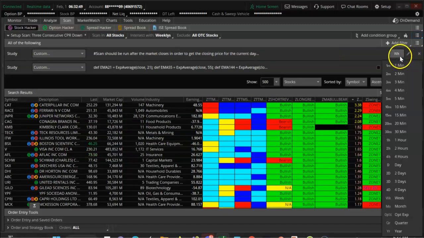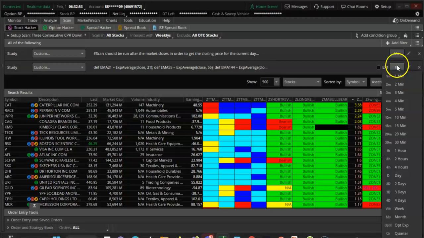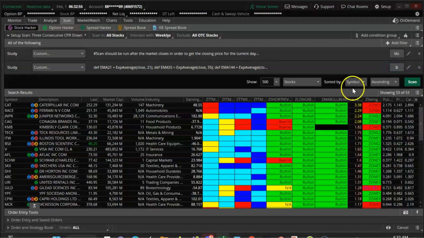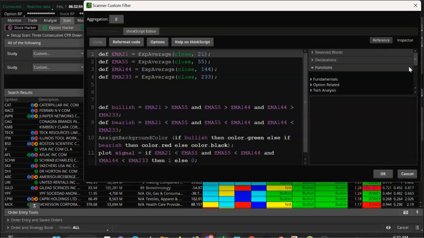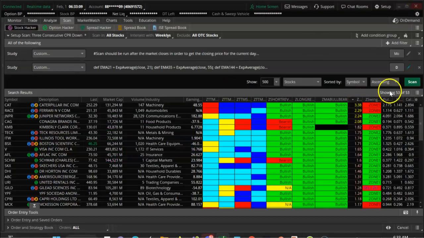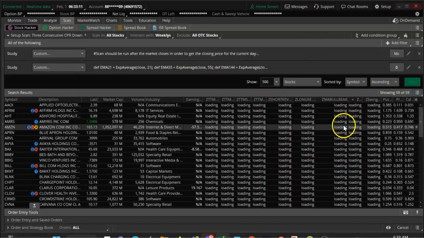Let's take this out. I want monthly. I want daily. Now, this is basically an indicator which can filter stocks that have to be below all these moving averages. These are basically the Fibonacci sequence. It has to be below. So let's do a scan.